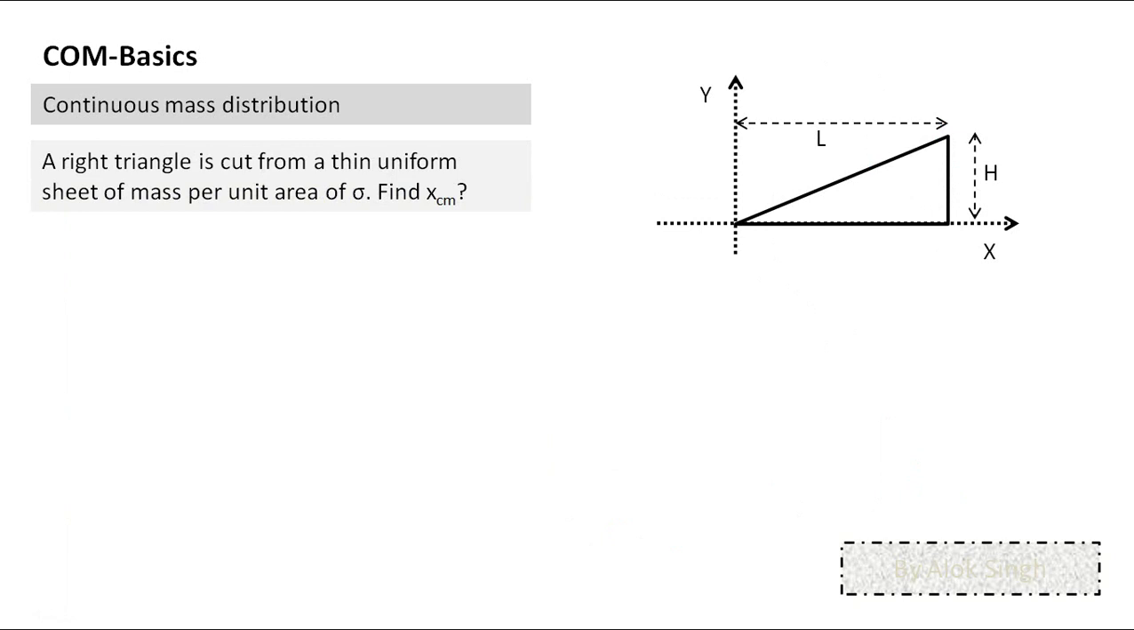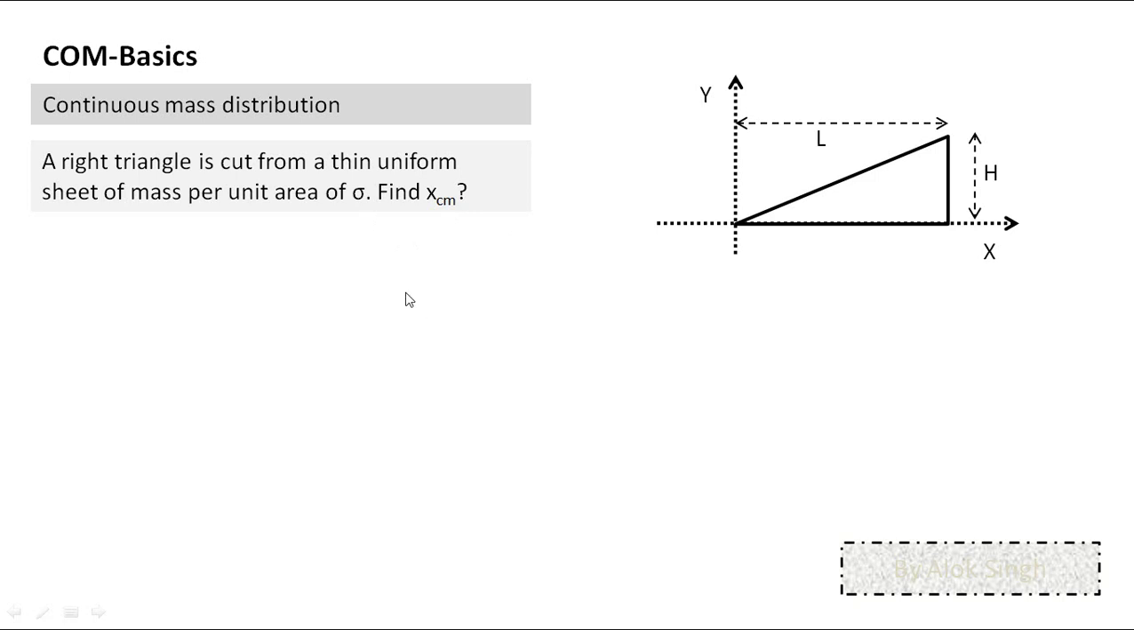So here we take a simple case. A right triangle is cut from a thin uniform sheet of mass per unit area of sigma. Sigma is mass per unit area, which basically means if I take the mass of this shape, if the mass comes to m, and I divide by its area, the ratio will be equal to sigma. If mass is uniform, it means if I take a small area dA, the mass of that small area dA has to be equal to sigma into dA.